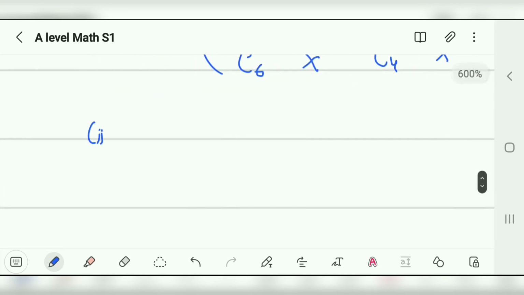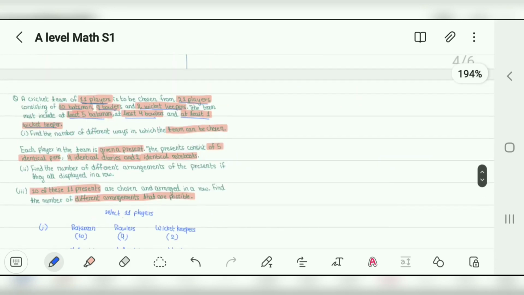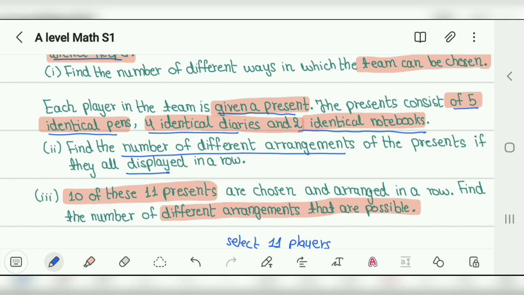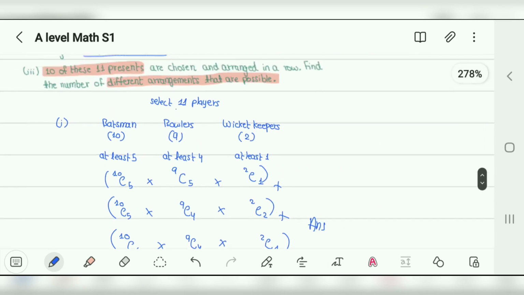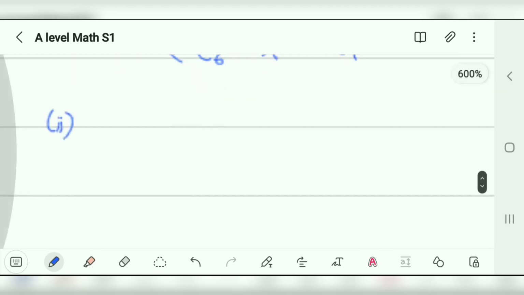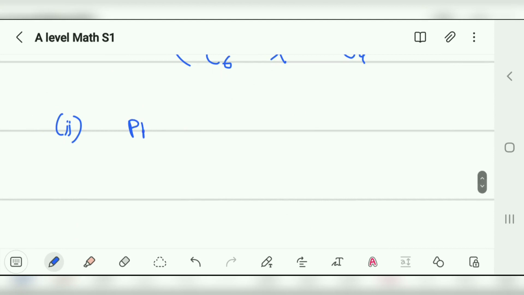Part 2 is saying that each player in the team is given a present. The present consists of 5 identical pens, 4 identical diaries, and 2 identical notebooks. Find the number of different arrangements of the present if they are all displayed in a row. That's too easy for me. So there are 5 identical pens, 4 identical diaries, and 2 identical notebooks.